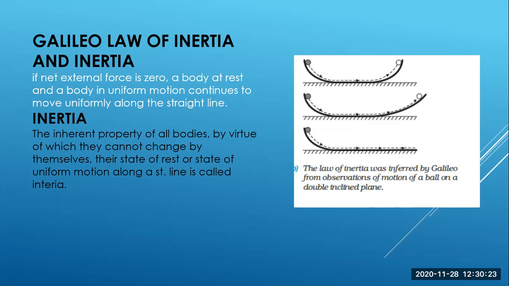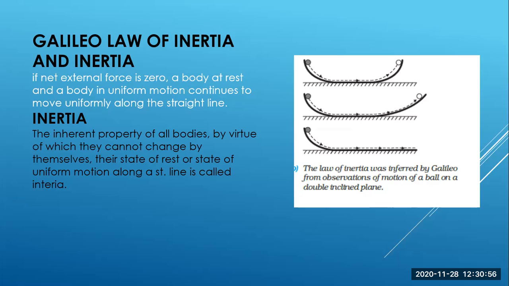All right, students, so what is inertia? Inertia was defined. We always observe that when a body is at rest, it's difficult to move the body. You have to apply more force. When the body is in motion, you don't have to apply so much force to keep the body in motion. So this is inertia.